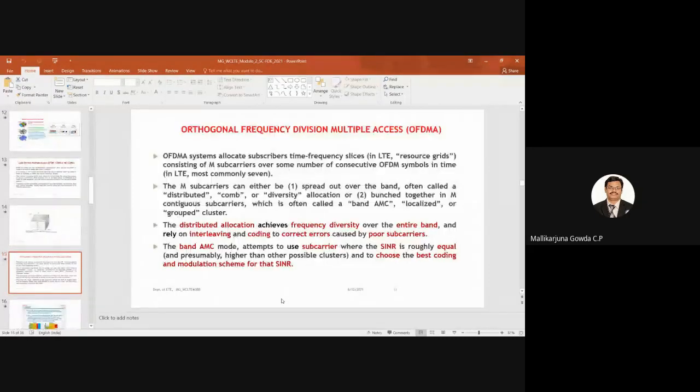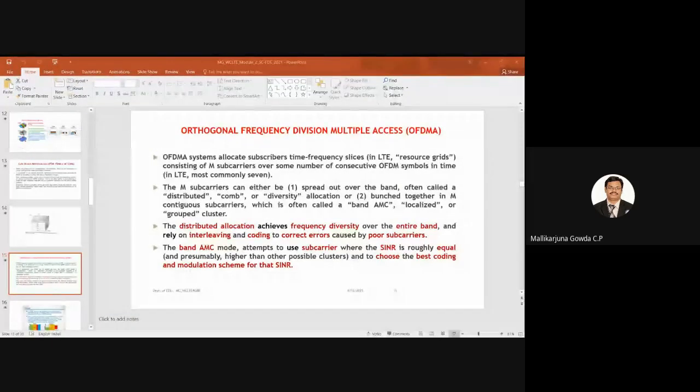Next, I will speak in detail about OFDMA. OFDM-FDMA is known as OFDMA. Earlier it used to be called the OFDM-FDMA system. Nowadays that one is known as OFDMA, that is orthogonal frequency division multiple access.